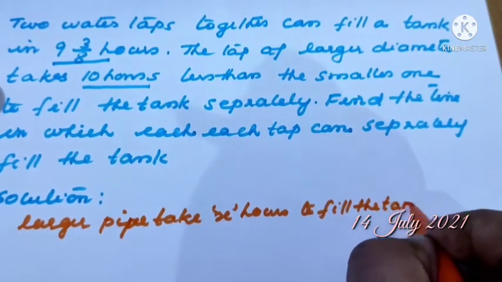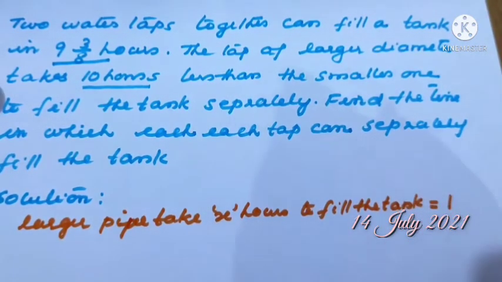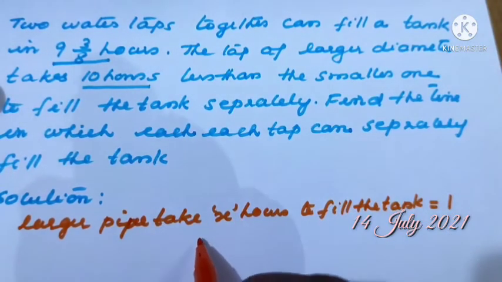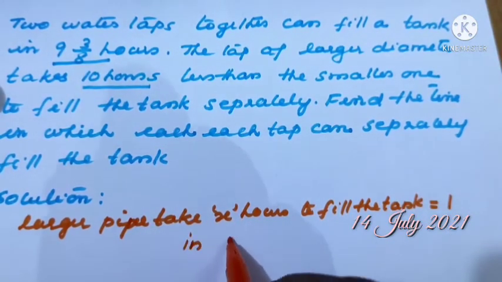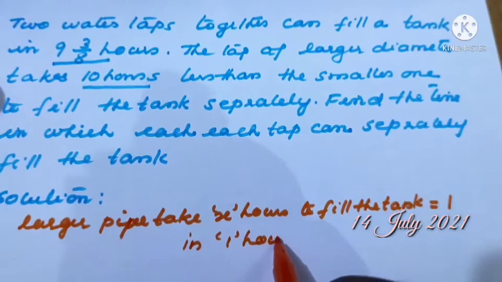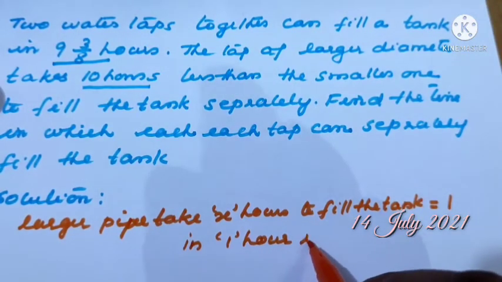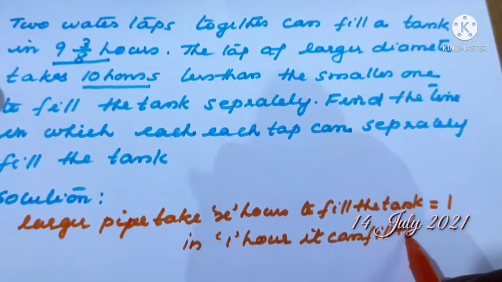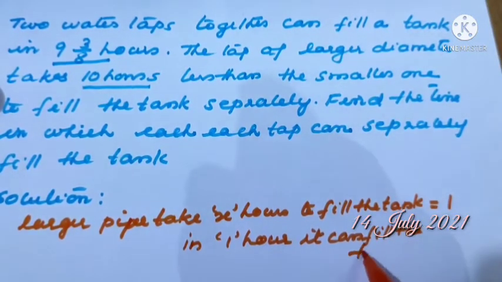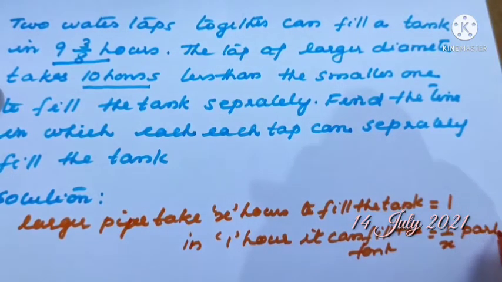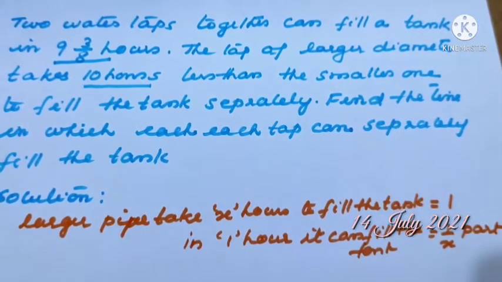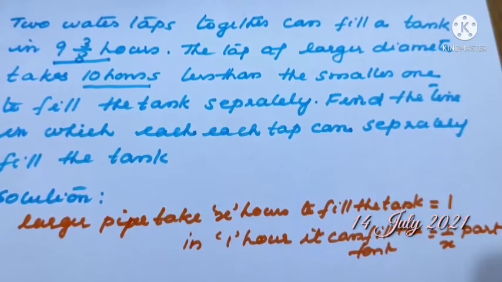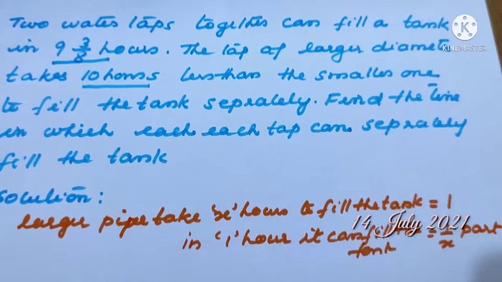We will use the same method only, it will be equal for you. So in 1 hour it can fill the tank equal to 1 by x part, right? Part of the tank. Now what is the next? If it is x, what is the time taken by the smaller pipe?